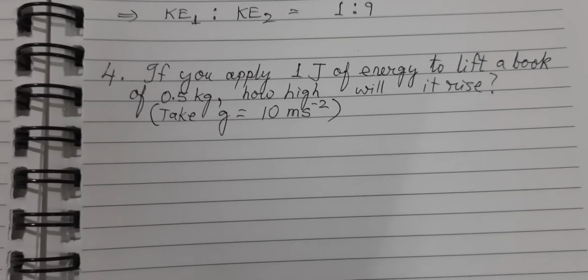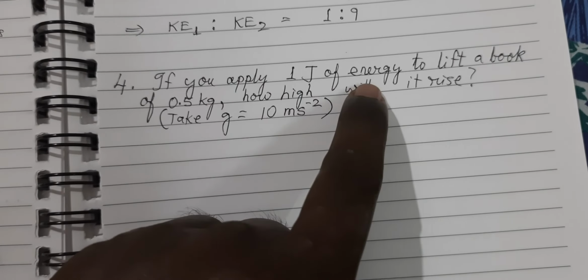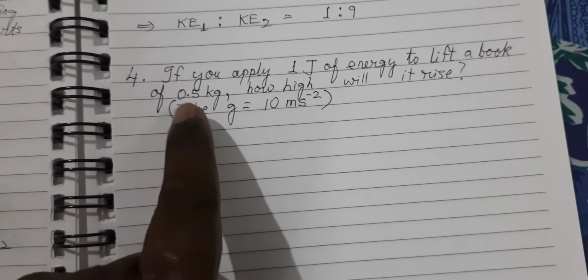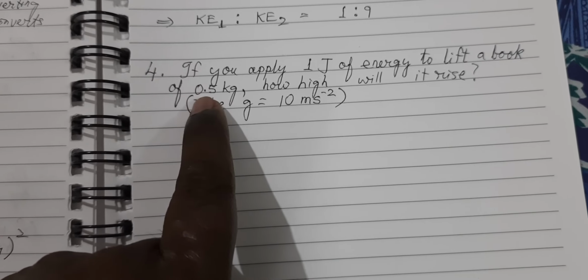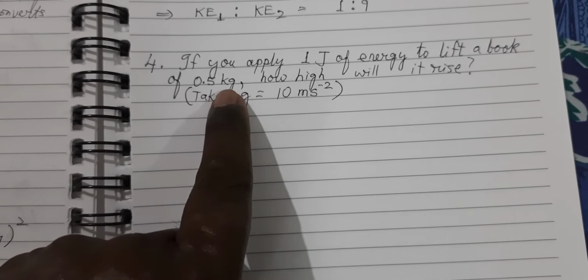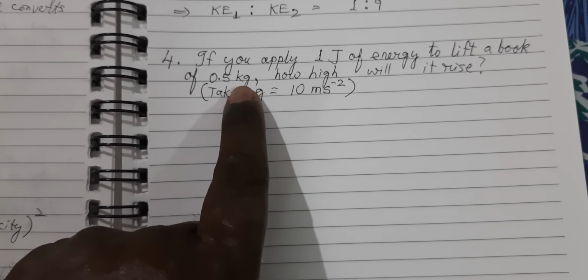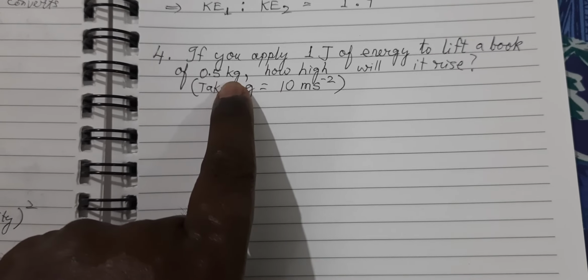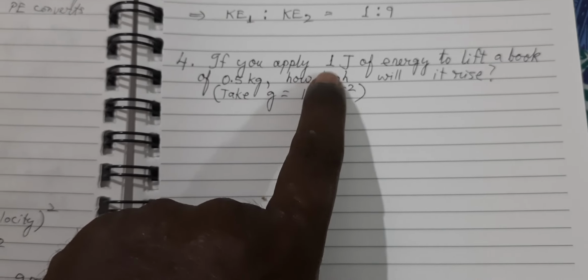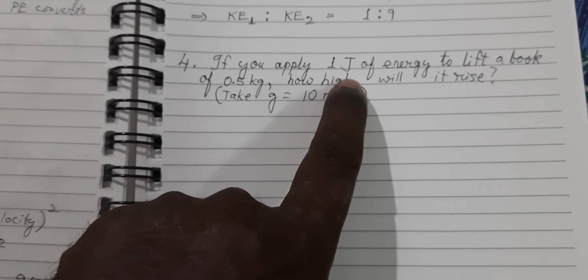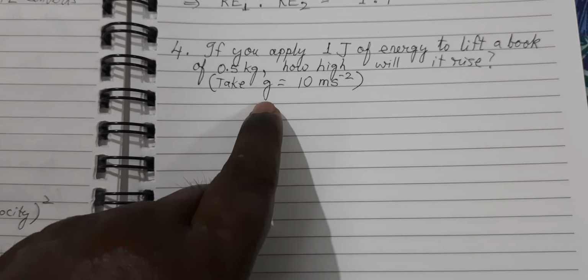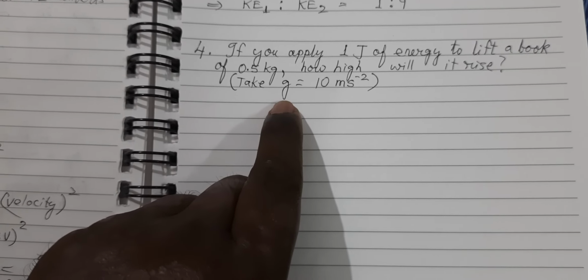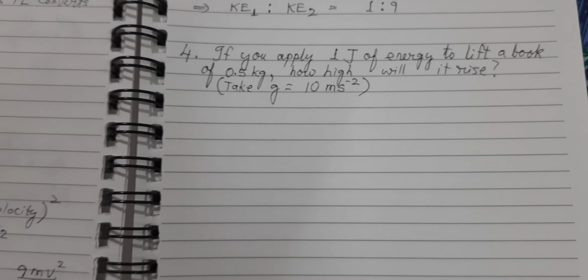The next question they have asked is, if you apply 1 joule of energy to lift a book, the book's mass they have given is 0.5 kg. Keep in mind that when you are lifting a book up, you are doing work against gravity, and that work gets stored in that book in the form of potential energy. So that potential energy is 1 joule. How high will you raise it? Also they have said to take gravity g value as 10 meters per second square.